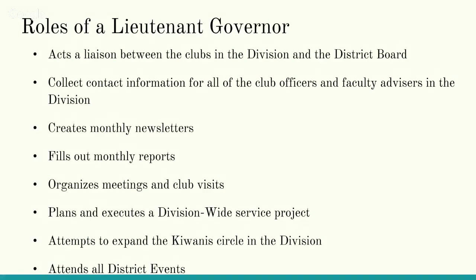I just wanted to add something for attempting to expand the Kiwanis Circle, just a little bit more background information on the different branches of Kiwanis. We have K Kids clubs, which are at the elementary school level. We have Builders clubs, which are at the middle school level. Key Club, which is obviously the high school level. We have Circle K, which is the collegiate level. And then we have Kiwanis, which is like the adult version. And we have Action Club, which is for disabled members.